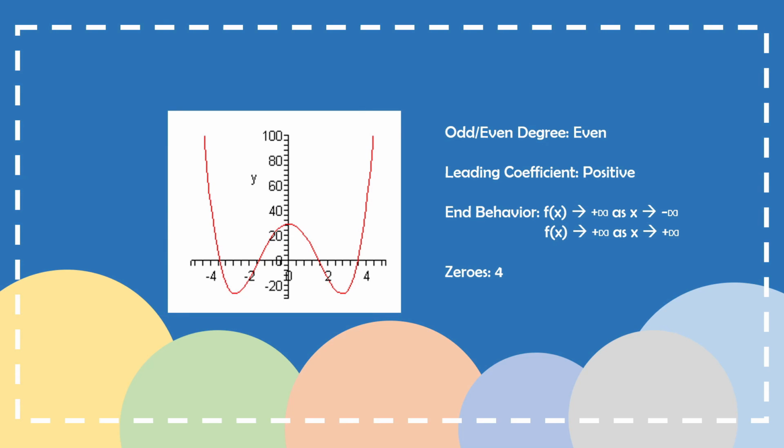And for the last example, we have a graph with a degree that is even because the two arrows are pointing in the same direction, and with a leading coefficient that is positive this time because the right arrow again is pointing upwards. So we have the end behavior f of x reaches positive infinity as x reaches negative infinity, and f of x reaches positive infinity as x reaches positive infinity. And this time we have four zeros because the graph moves through the x-axis four times as seen in the picture on the left.